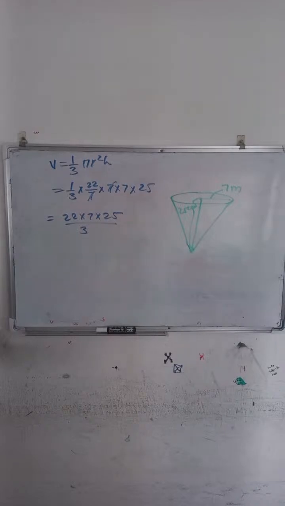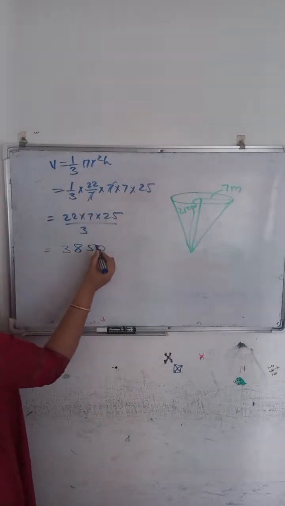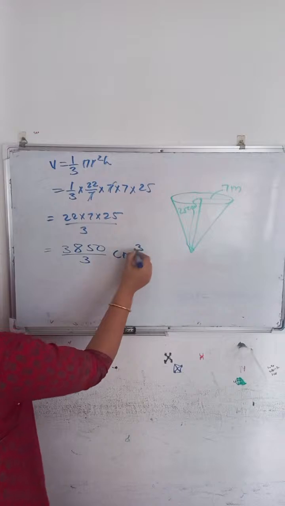22 sevens are how much? 154. So you will get 3850 divided by 3. So 3850 divided by 3, check, you will get 1283. So this I will keep as it is, centimeter cube.